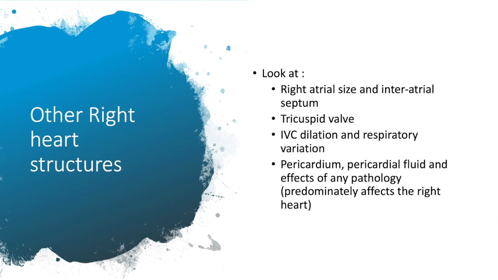So the other things to look at when assessing the right ventricle is the right atrium, its size, and looking at the intraatrial septum to see whether it's deviated into the left or not, which would imply very high right atrial pressures. Looking at the tricuspid valve and seeing if it grossly looks normal. Looking at the IVC, which I'll talk about in a minute, and looking at the pericardium, any pericardial fluid, and any signs of pathology.